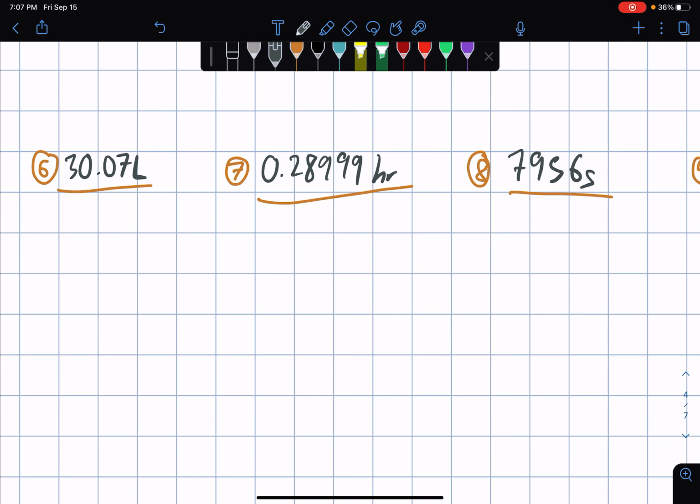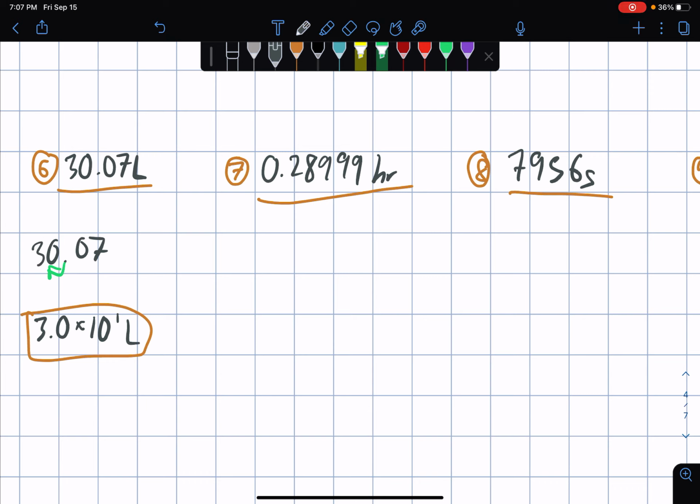Let's try number 6. 30.1. Let's try that. 30.07. Move the decimal point 1 time to the left. So 3.0 times 10. Since we moved the decimal point 1 time to the left, it's raised to 1. And then write liters as the unit.